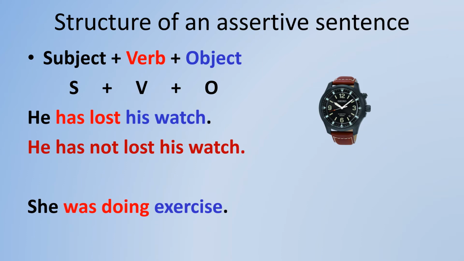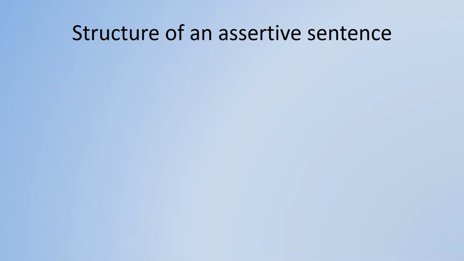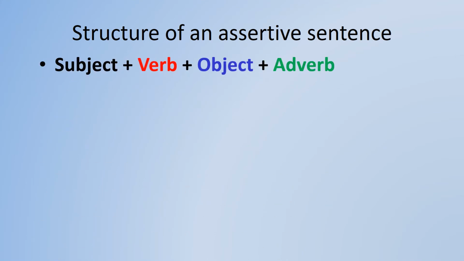She was doing exercise. This is an affirmative sentence and its negative will be in the same order. She was not doing exercise. Let's see one more type of framing. It is subject plus verb plus object plus adverb.